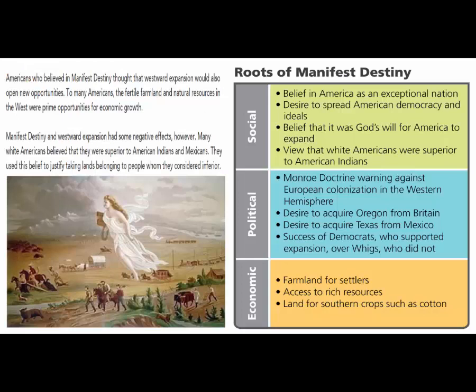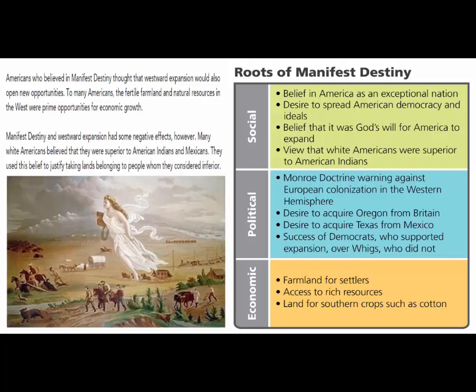Americans who believed in Manifest Destiny thought that westward expansion would also open new opportunities. To many Americans, the fertile farmland and natural resources in the West were prime opportunities for economic growth. Manifest Destiny and westward expansion had some negative effects too, however. Many white Americans believed that they were superior to American Indians and Mexicans. They used this belief to justify taking lands belonging to people whom they considered inferior.